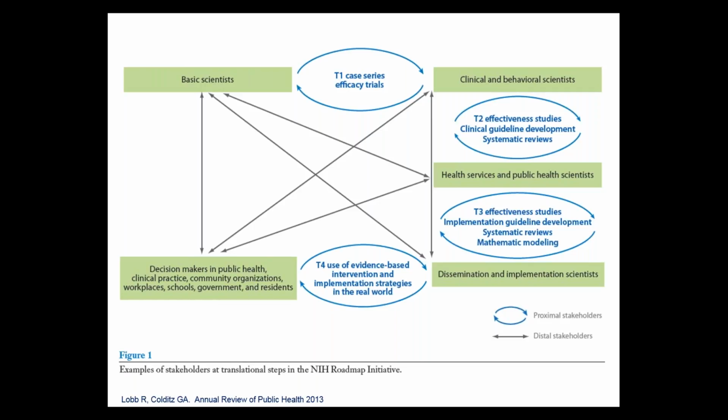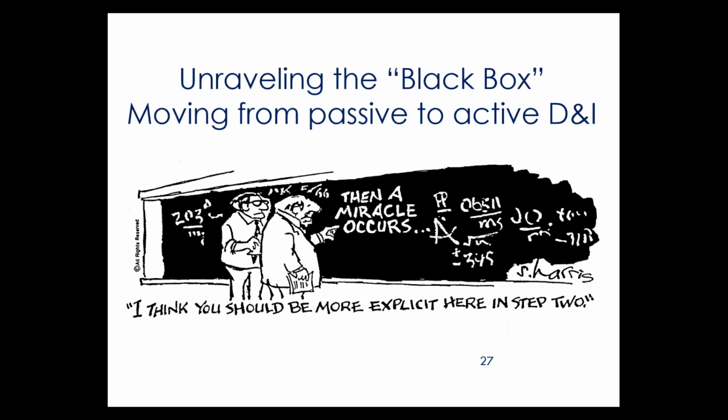and that's real-world uptake of evidence-based policies and programs. And in many ways, D&I research is unraveling that black box. If you've got this evidence-based intervention over on the left-hand side, and you've got a population change on the right-hand side, how do you unravel that? How do you figure out what the miracle is? How do you take apart the steps in the middle part?